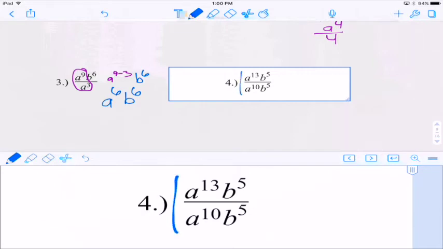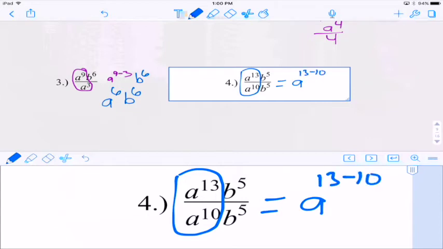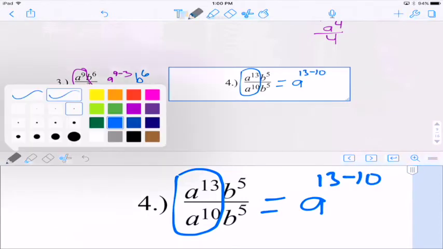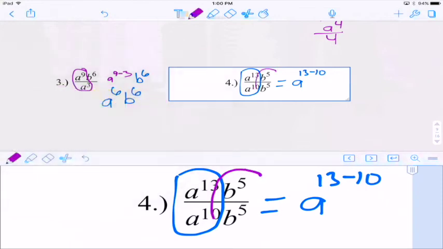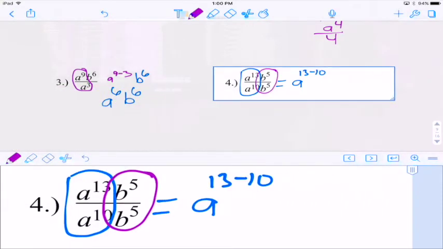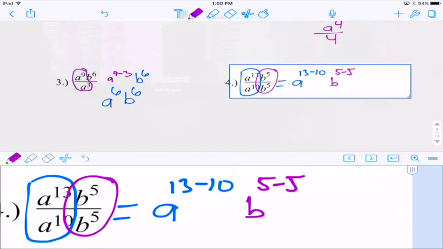Now we've got our a's and our b's. So I'm going to do my a's in blue. So I get a to the 13 minus 10. Well, you could do that in your head if you want. And then our b's to the 5 minus 5. Okay? Well, we know that that's going to turn into 0.